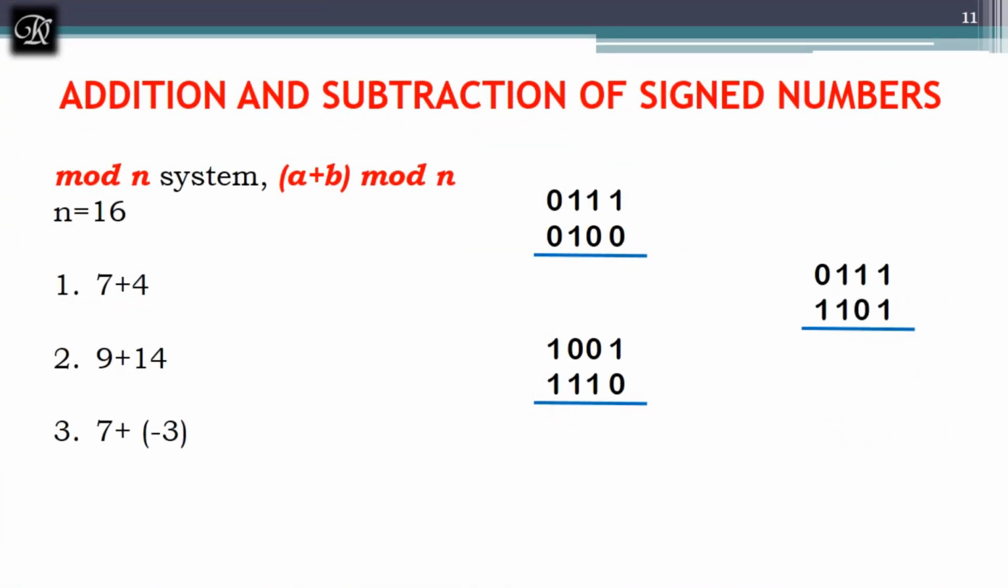We'll see how to perform addition of positive and negative numbers with the mod system. Why do we need the mod system? Because if you say this is the range I have, you should not exceed the range. You should be bound to the range.